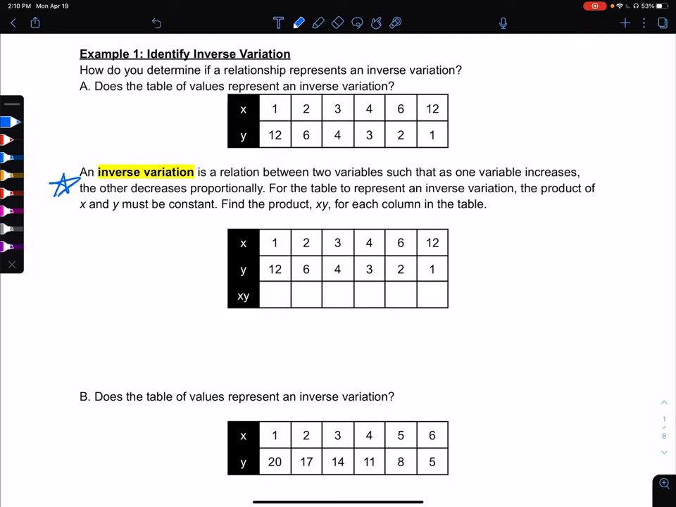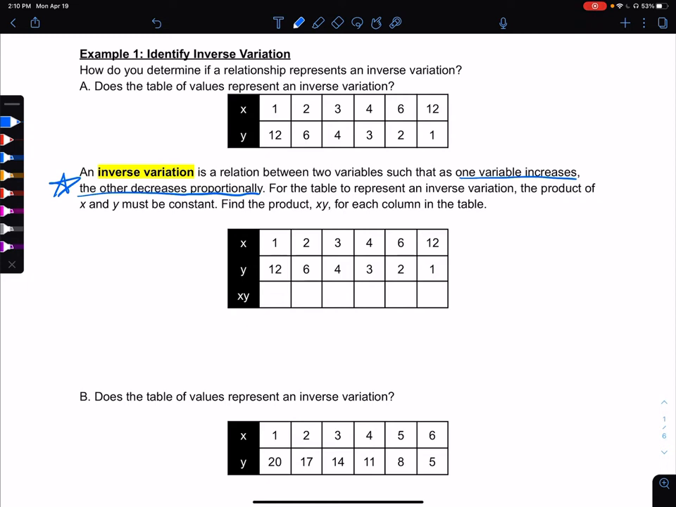So an inverse variation is a relation between two variables such that as one variable increases, the other decreases proportionally. All right, this is the key word here. Has to be proportionally. Not just one increases, one decreases. It's one increases and one decreases proportionally. So again, keep that in mind. Let's really focus on that part.